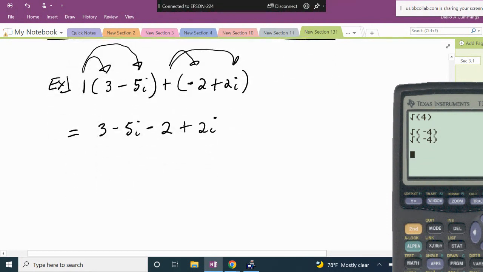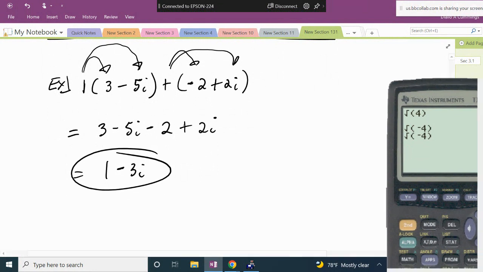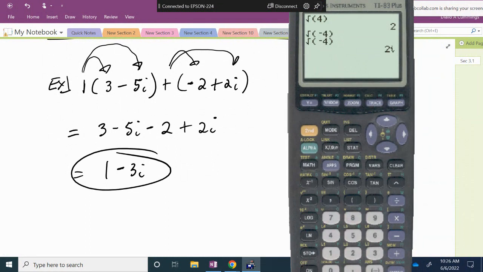I'm going to combine like terms, and I'm going to keep this in standard form. So I'm going to combine my real numbers. 3 minus 2 is 1. I'm going to combine my imaginary units. Negative 5i plus 2i is negative 3i. So we have 1 minus 3i. Now I can also perform the same operation using a calculator.